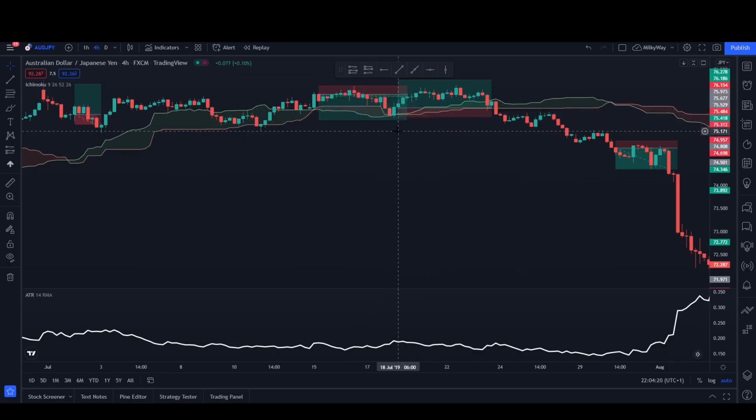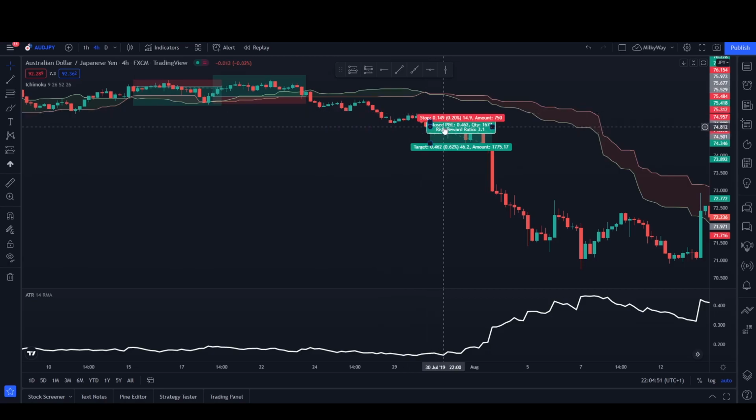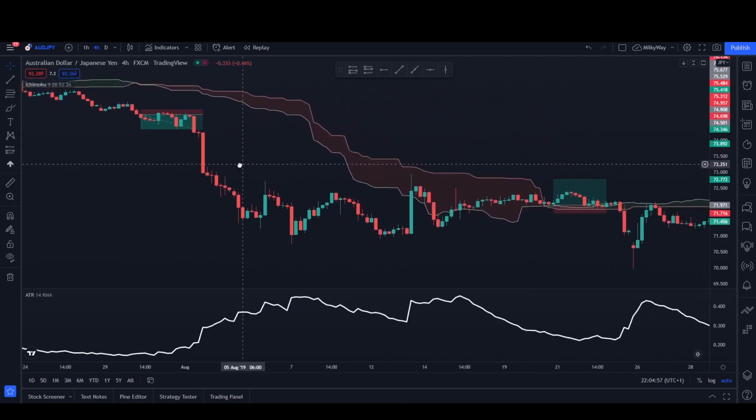Same for this. The cloud turns green. We've got a stop loss of 19 pips. We reached 19 pips, so the stop loss would have been moved to break even. And here, instead of the trade being a loser, it's a break even trade. We move along. So here the cloud turns red. We've got a 15 pip stop loss with a 1-to-3 risk reward ratio. So this is a winner.